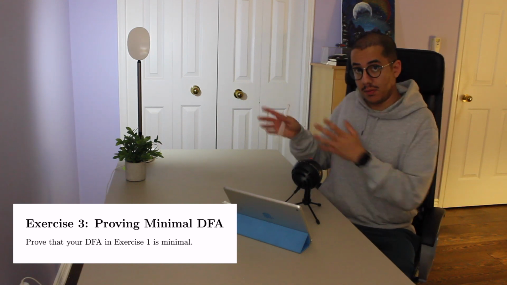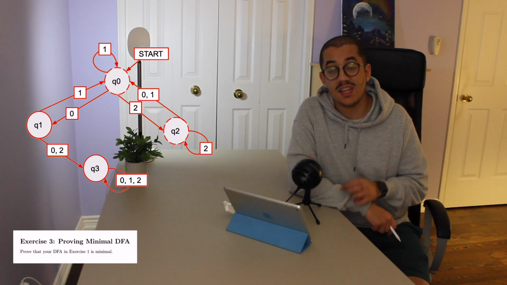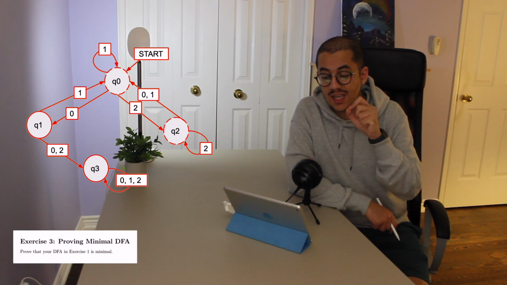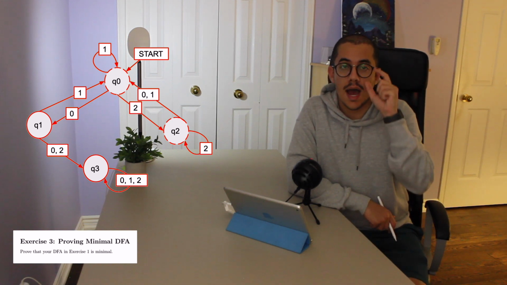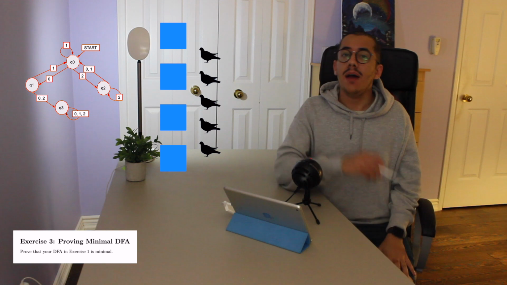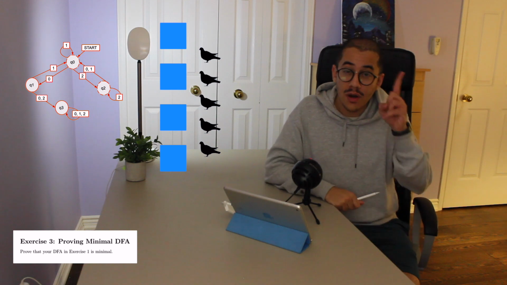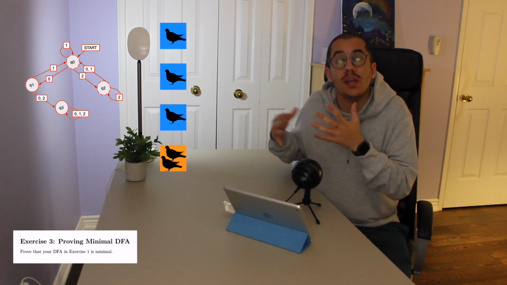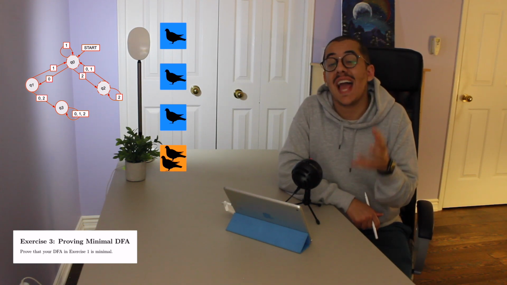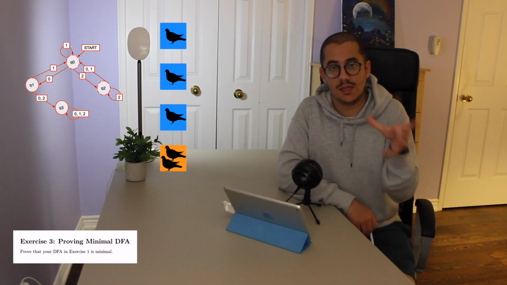Now, our DFA, I'm going to put it right over here, has 4 states. We want to prove that 4 states is minimal by using the pigeonhole principle. Now, the pigeonhole principle is very simple. If I have 4 boxes and I have 5 pigeons, if I place pigeons into the boxes, there has to exist at least one box that has 2 pigeons in it. Putting it another way, if the number of pigeons is m and the number of boxes is n, if m is bigger than n, that means there's 2 of them in a box.